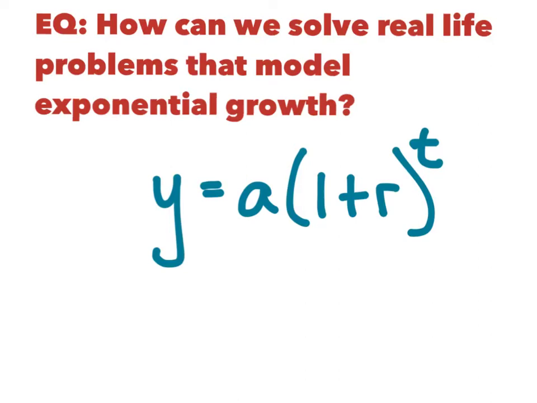Okay, so when a real-life quantity increases by a fixed percent each year, this amount y can be modeled by taking an initial amount, 1 plus whatever that percentage is each year, and then raising this to the amount of years. So let's just define what all of these variables mean. A is our initial amount. Okay, t is the number of years.